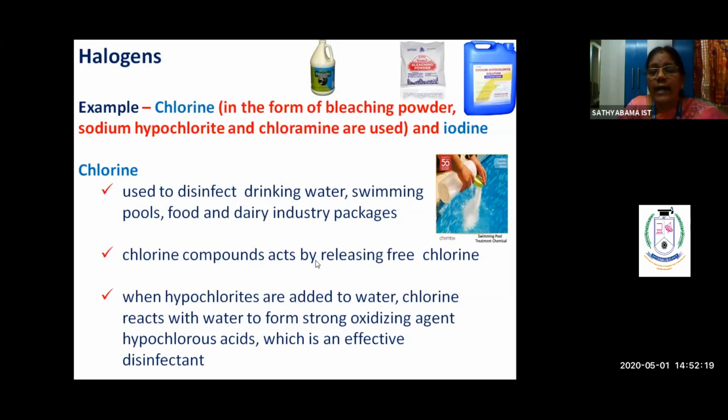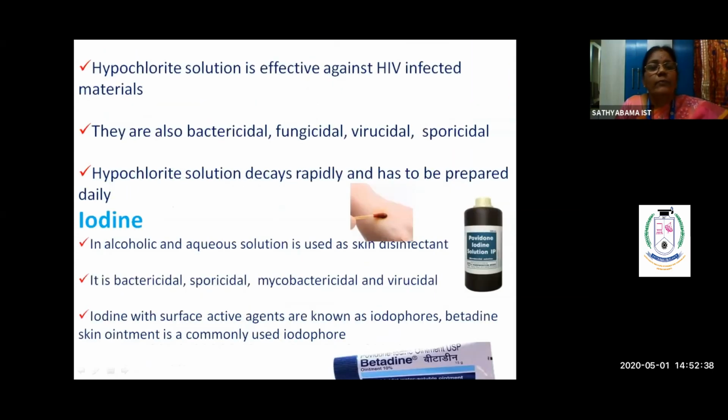Chlorine compound acts by releasing free chlorine. Say for example, when hypochlorite is added to water, chlorine will react with water to form an oxidizing agent, that is hypochlorous acid, and this is an effective disinfectant. Hypochlorite solution is very effective against HIV infected materials. They are also bactericidal, fungicidal, virucidal and sporicidal.